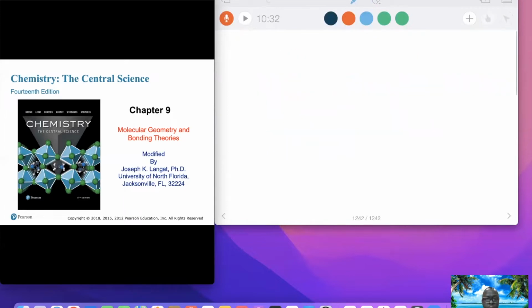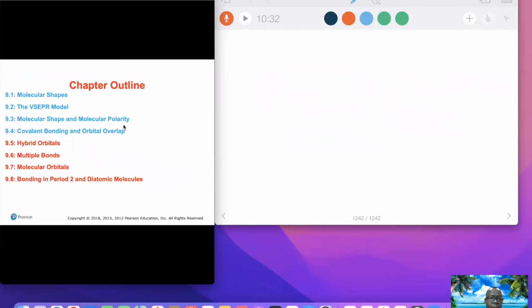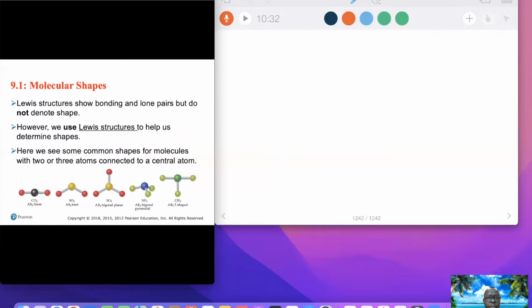Without wasting time, let's see part A. We will look at the molecular shape of valence shell electron pair repulsion models, which is used to predict the structure of a molecule. We will look at molecular shape and molecular polarity, covalent bonding and overlap, before we shift on to part B, starting from section 9.5 to 9.8.